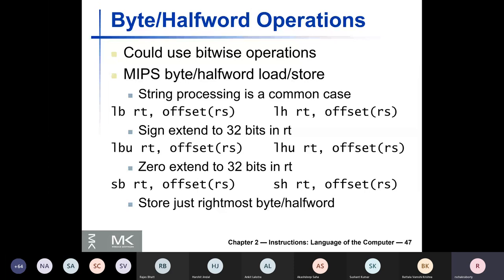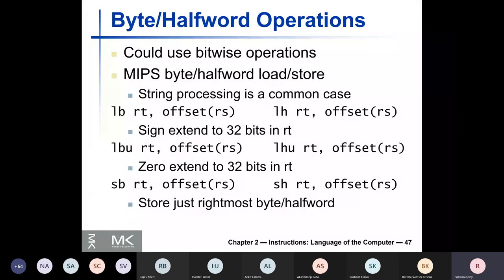One is you sign extend it to 32 bits, which means you look at the 8th bit, the leftmost bit of the byte, and you just replicate it 24 times more. That is sign extension. So that happens for the LB and the LH instructions. Whereas in the LBU and LHU instructions, the remaining bits are hard coded to 0. Mandatorily they are hard coded to 0.